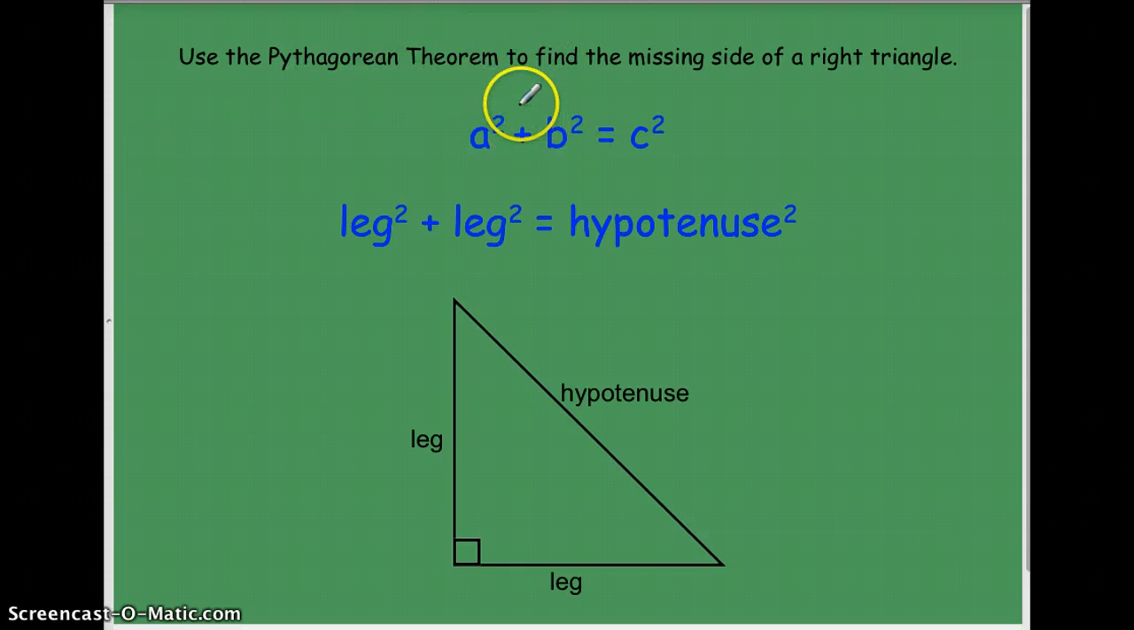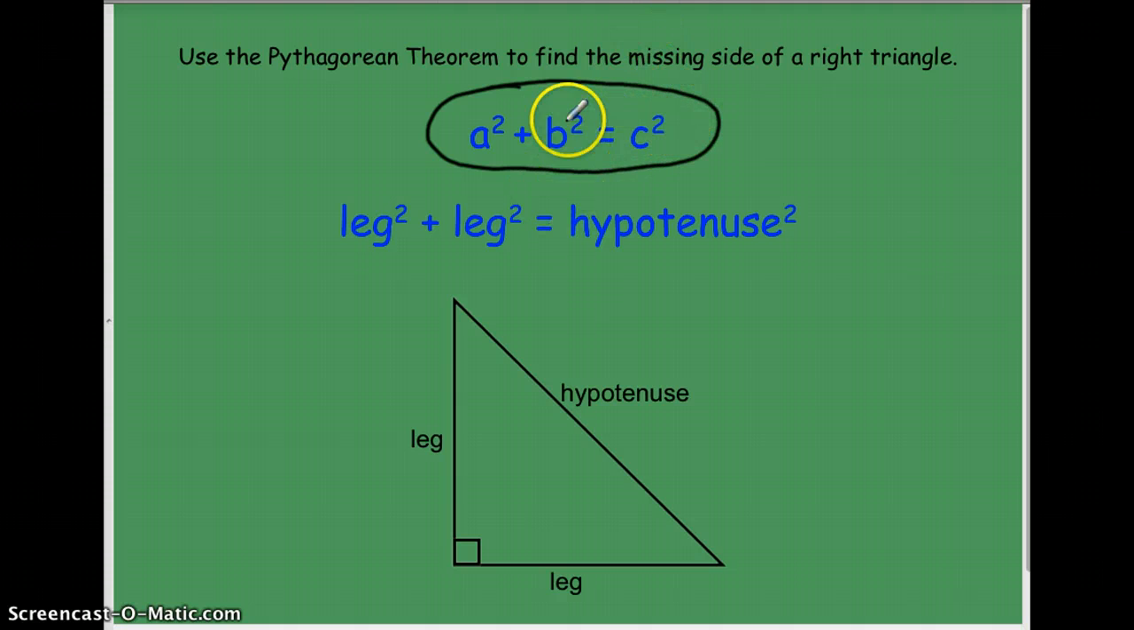Okay, you want to make note of this formula right here. This is what you use. This is the Pythagorean theorem. This is what you use to find the missing side of a right triangle. A squared plus B squared equals C squared.